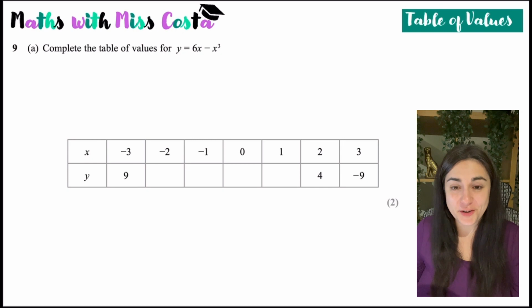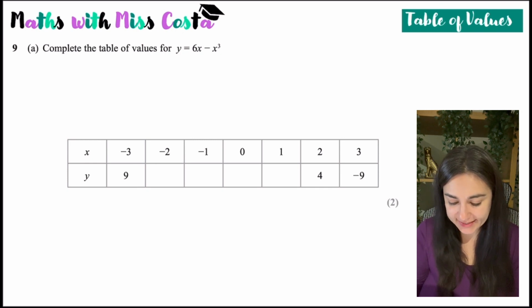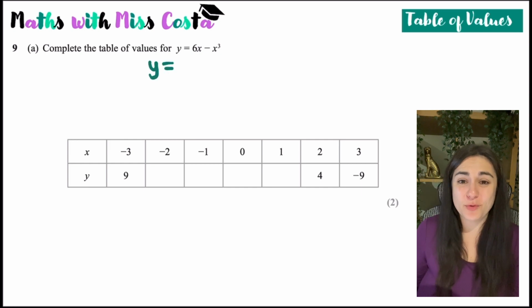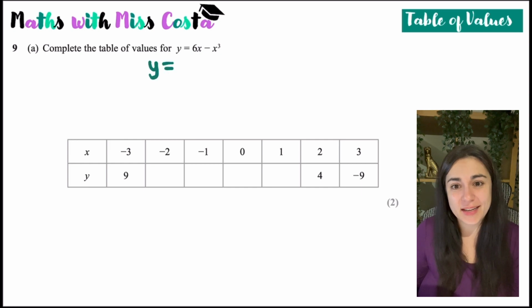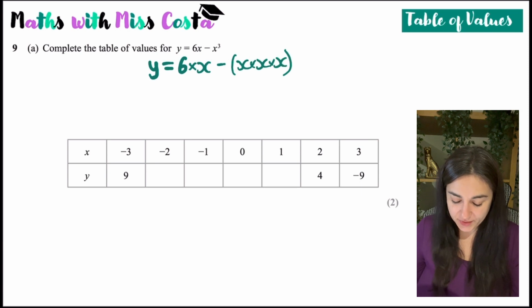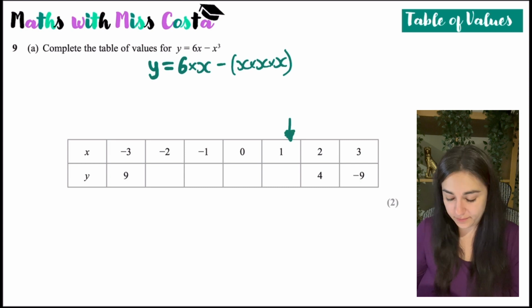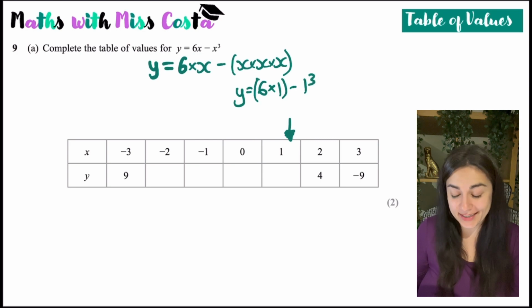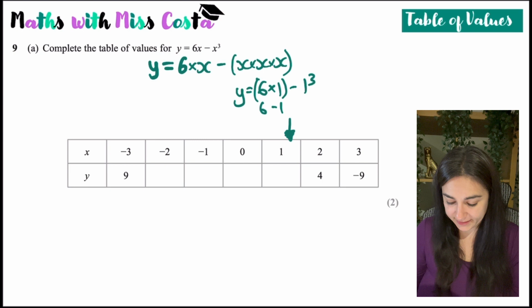So in this question, I am being asked to complete the table of values for y equals 6x take away x cubed. It's always helpful to just think to yourself, what is the algebra doing? 6x means 6 is being multiplied by x, and then x cubed means x times x times x. Okay, so let's start with our first value. If x is 1, then y would be 6 times 1 take away 1 cubed. So 6 times 1 is 6, 6 take away 1 is 5.